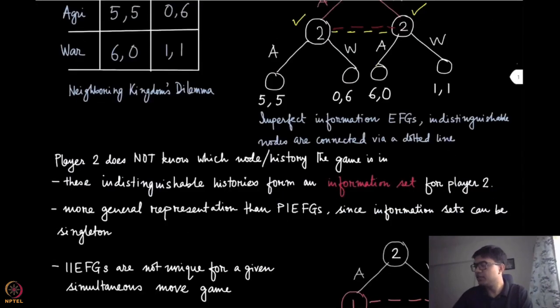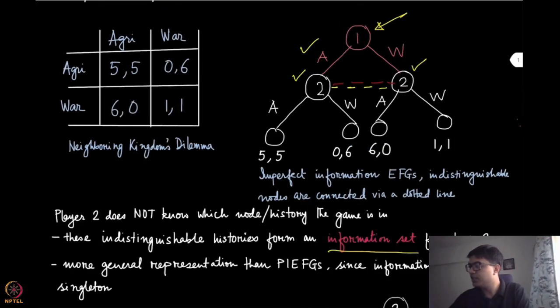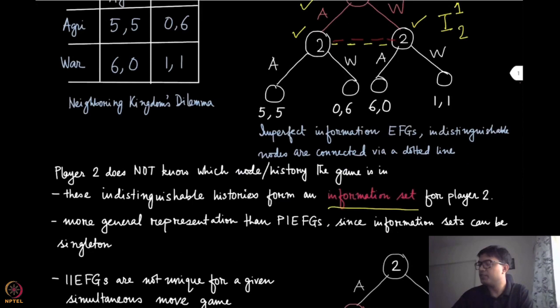So we call these sets information sets, which means that for this particular player, we call this an information set of player 2 and represent it using I. So I of player 2. And this is the first information set. There could be multiple such information sets in later parts of the game. So this particular information set is where this particular player cannot distinguish which state it is in.